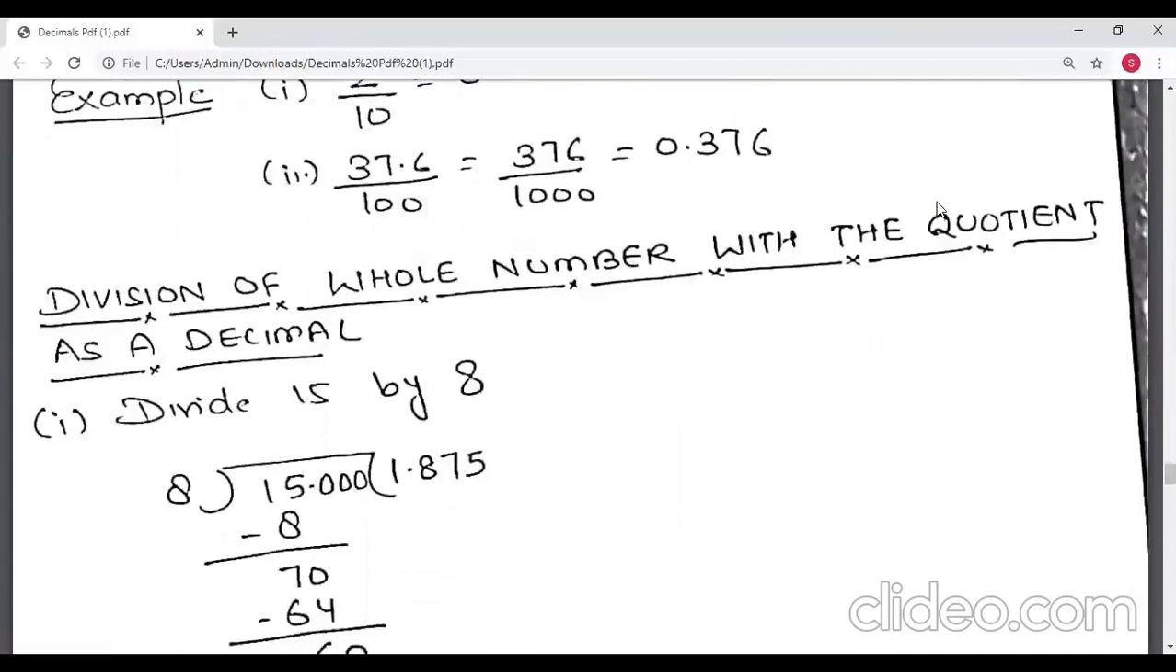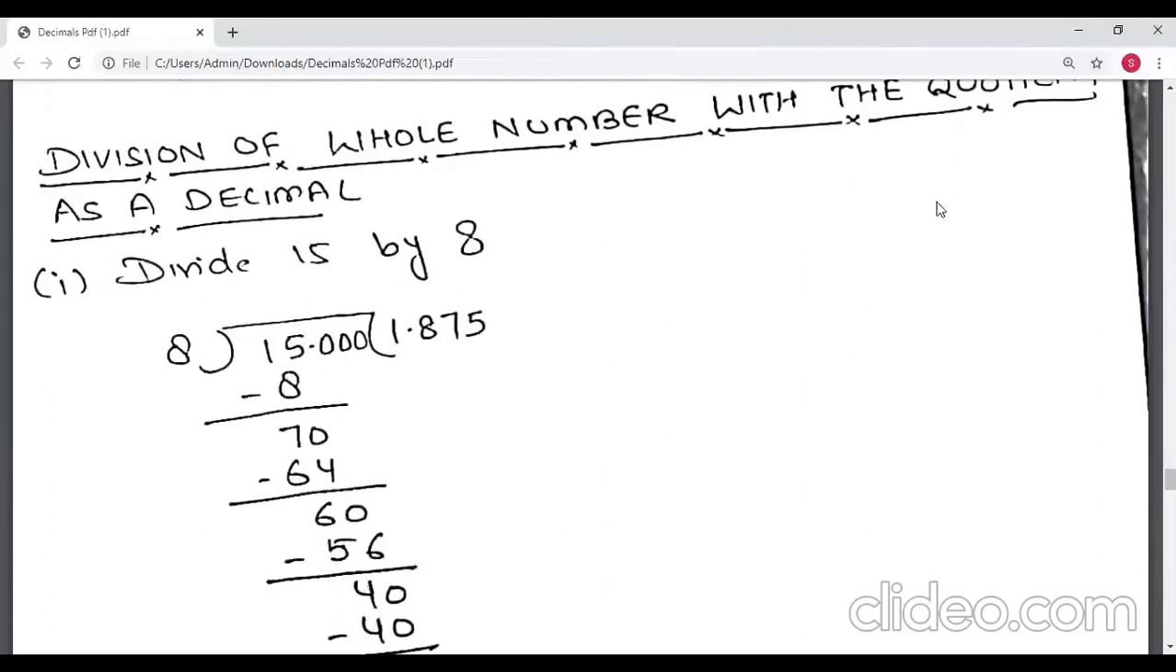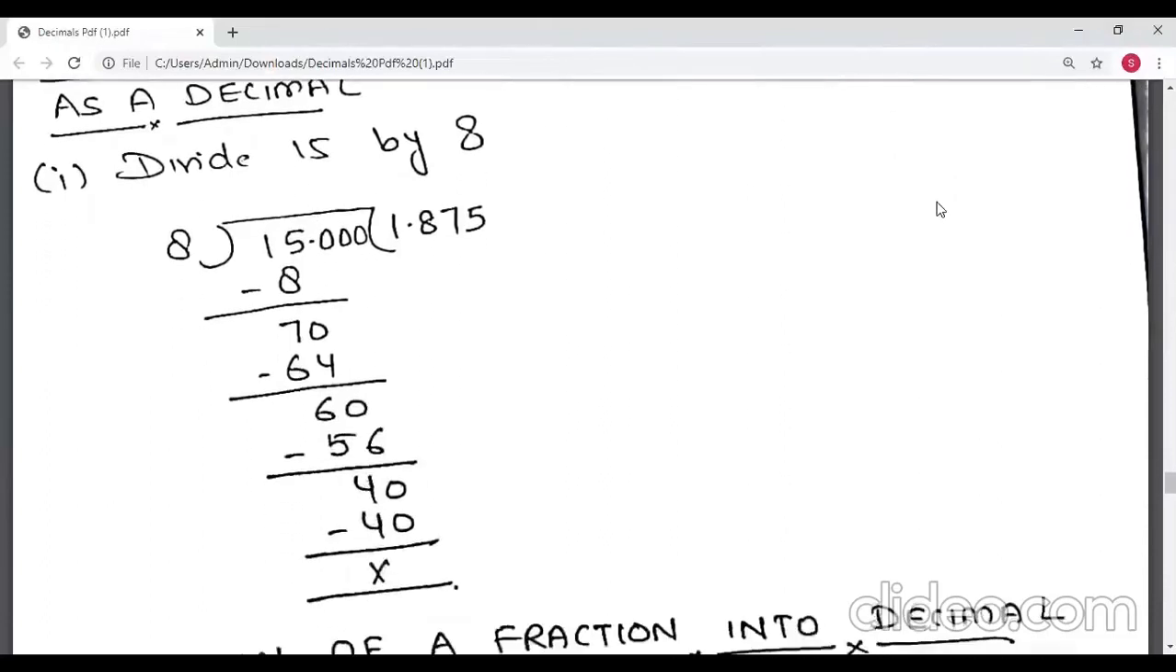Now division of whole numbers with the quotient as a decimal. Example is 15 divided by 8. Let us divide 15 by 8. We will write 15 as 15.000. Divide this number by 8. 8 ones are 8. Subtract the number, 7. Copy the next 0 from above. You will get 70. Then 8 8s are 64. Subtract the number and you'll get 6, and copy the next 0 from above. You'll get 60. Again 8 7s are 56. Subtract the number again, you'll get 4, and copy the next 0 from above. Then 8 5s are 40. So the final answer will be 1.875.